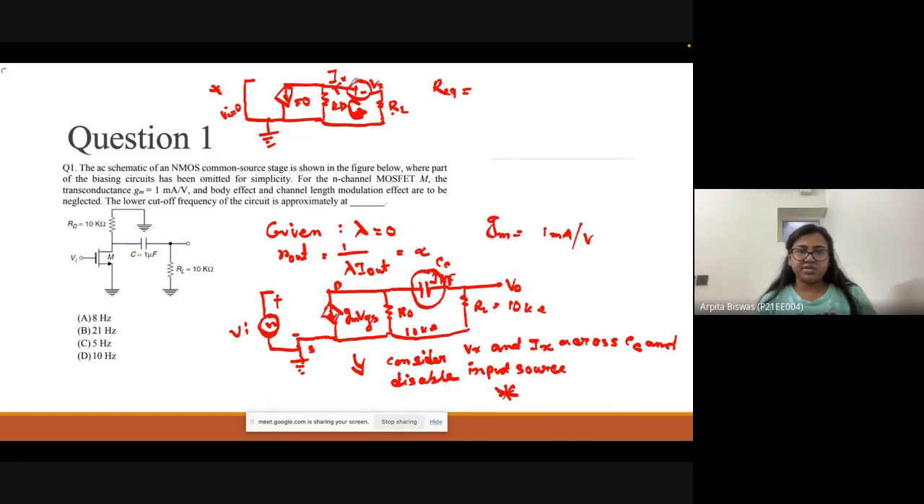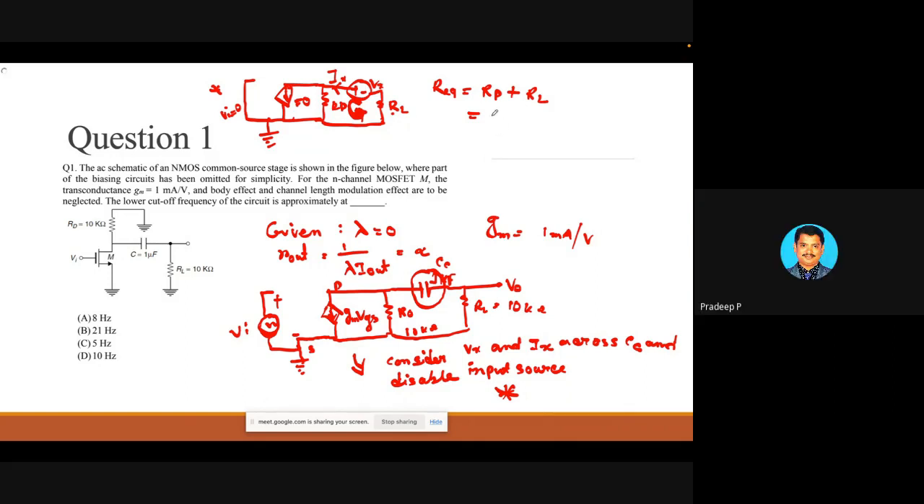If the Vx is here and the current coming out from this is Ix, and only this loop is present, because here the gm Vg is equal to 0, so it is open circuit, and the voltage source whose value is 0, then only this loop is remaining. So the R equivalent here is RD in series with RL. Now tell me, what is the value of R equivalent? 20 kilo ohm. Yes, 20 kilo ohm.